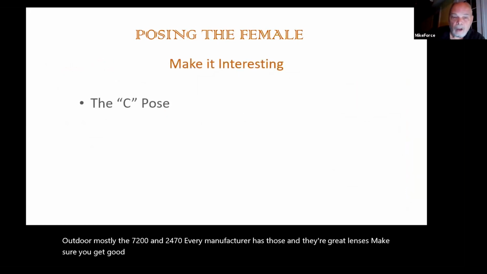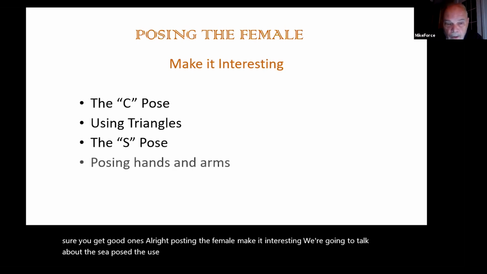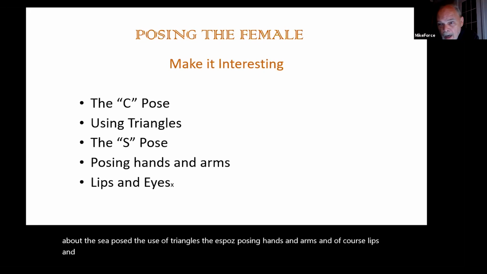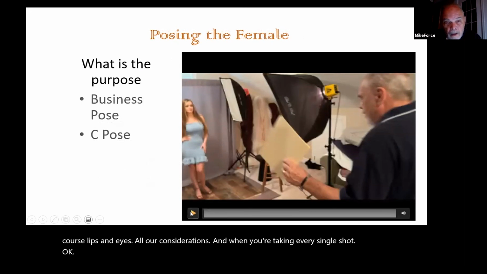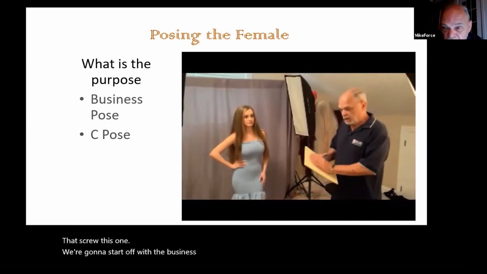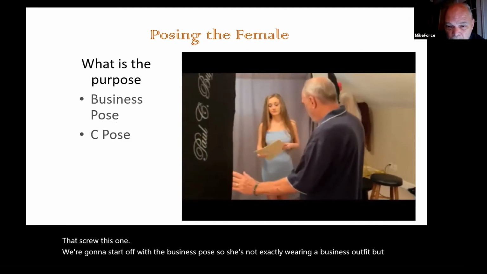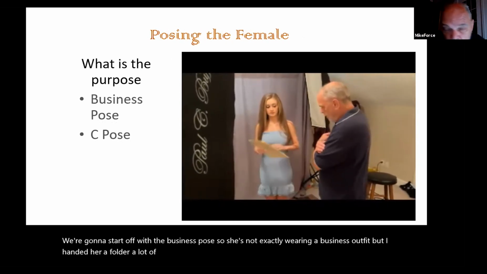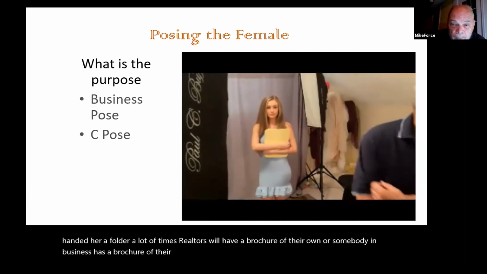All right, posing the female, make it interesting. We're going to talk about the C pose, the use of triangles, the S pose, posing hands and arms, and of course, lips and eyes. All are considerations when you're taking every single shot. Okay, let's throw this one up. We're going to start off with a business pose. So she's not exactly wearing a business outfit, but I handed her a folder. A lot of times realtors will have a brochure of their own, or somebody in business has a brochure of their own. Want to look professional.